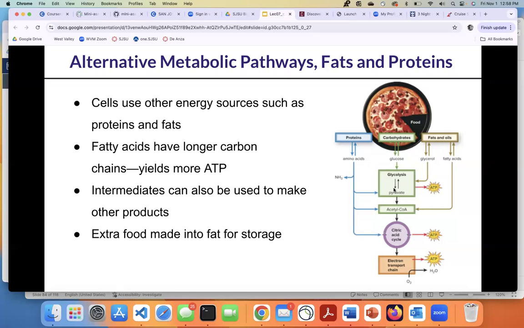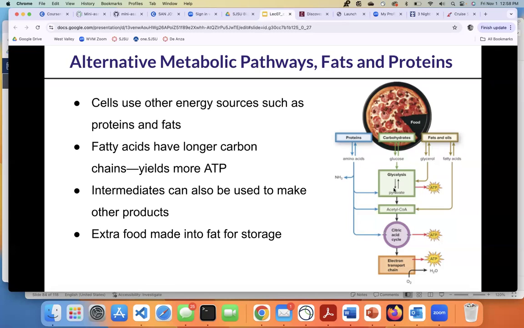It's just that the majority, because it's a little bit easier for the cell, the majority of your energy source is going to come from the carbohydrate. And that's all I have for you for cellular respiration.